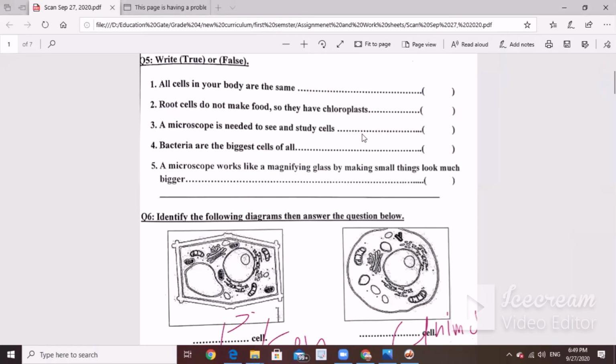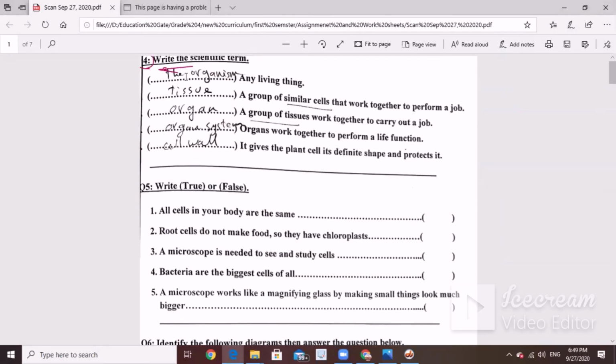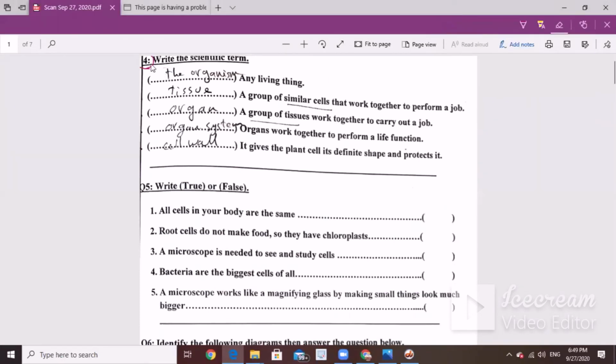Okay, guys, I will answer with you quickly. I know all of you know the answers, but I don't have more time. That is the answer for the first question. Check your answers, please. Organism, tissue, organ system, cell wall. The second one, cell. All cells are the same? Of course not, they are different. Root cells do not make food. And do they have chloroplast? No, the roots don't have chloroplast.